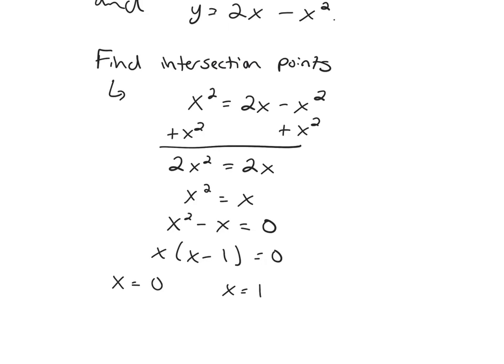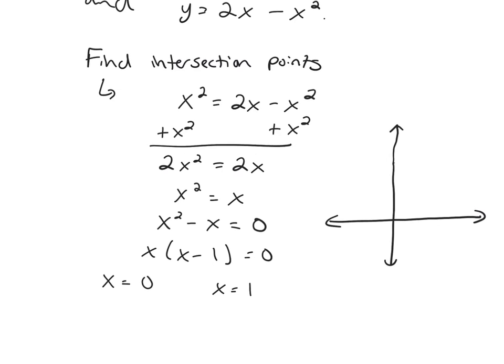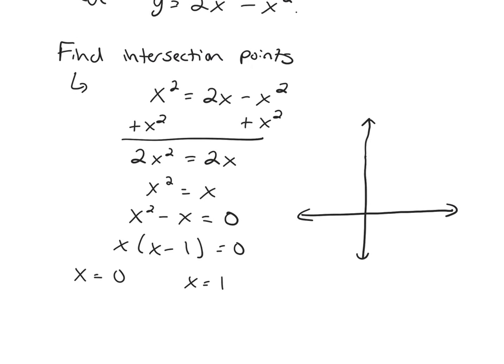So these two parabolas intersect in two places. They intersect at x equals 0 and x equals 1. So I'm ready to start looking at my picture now. I know for my graph, I'm only going to look between 0 and 1. Let me do that over here.